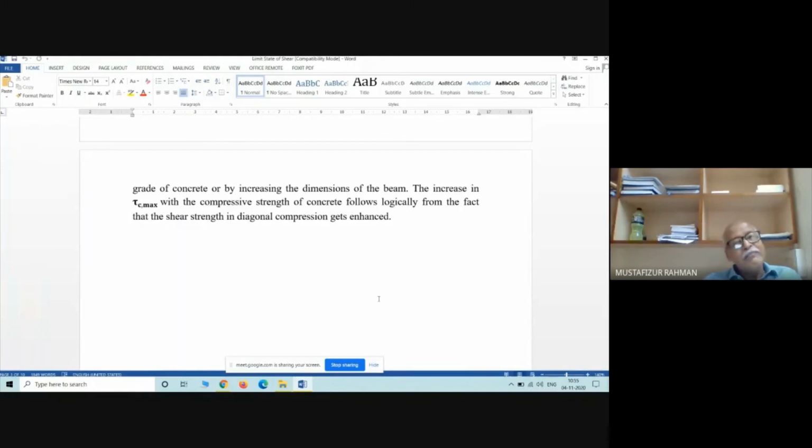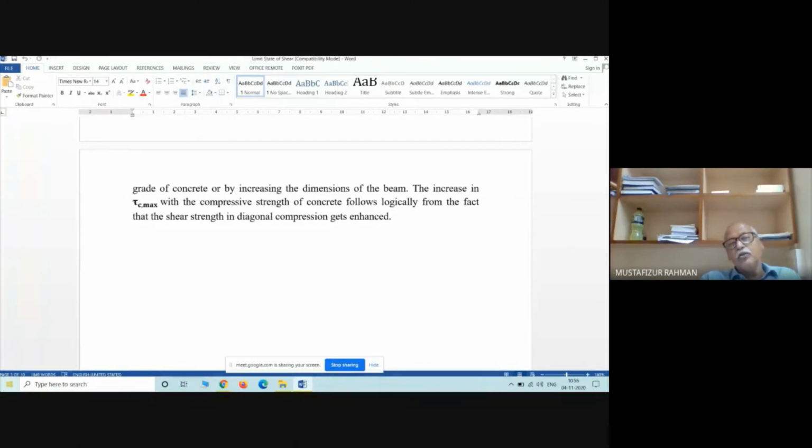Okay, and sometimes both link and bent portion. Okay. Now, how much? So what is happening? VU is the factored shear force. Tau C is the shear that can be resisted by the cross section together with the amount of steel.